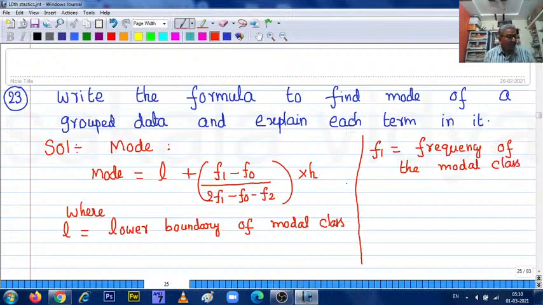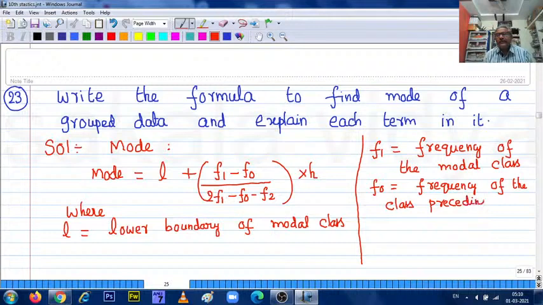Next one is F0. F0 is equal to frequency of the class preceding, preceding means before, preceding the model class.